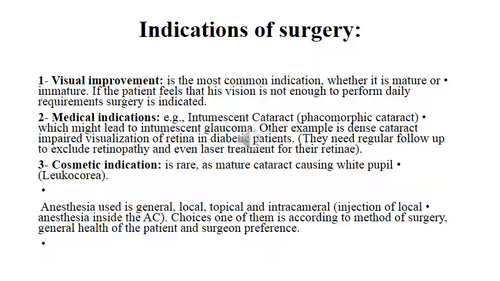Anesthesia used is either general, in pediatric or mentally retarded patients, or local. We use local injection, or topical drops, or intracameral. Intracameral refers to injection of local anesthetic inside the anterior chamber of the eye. We can choose any of these methods according to the surgeon's experience, patient preference and medical condition.